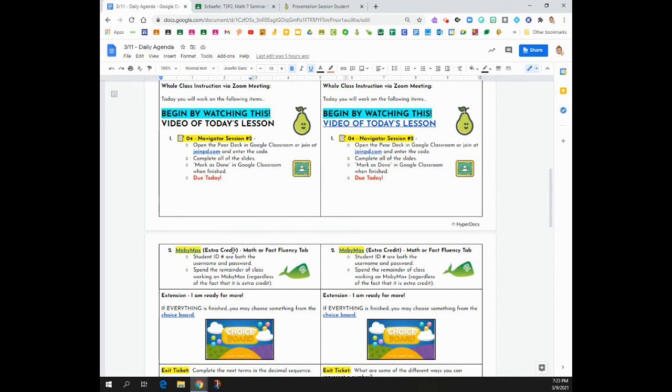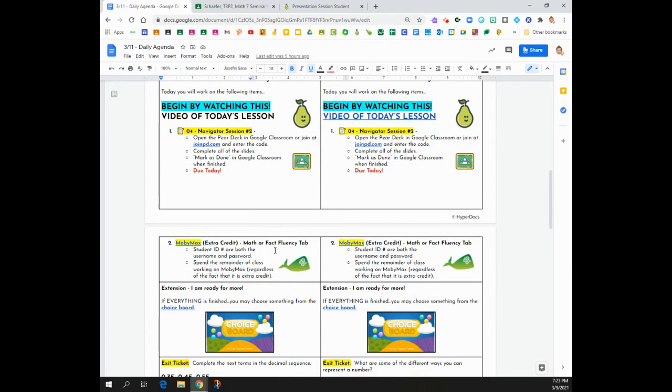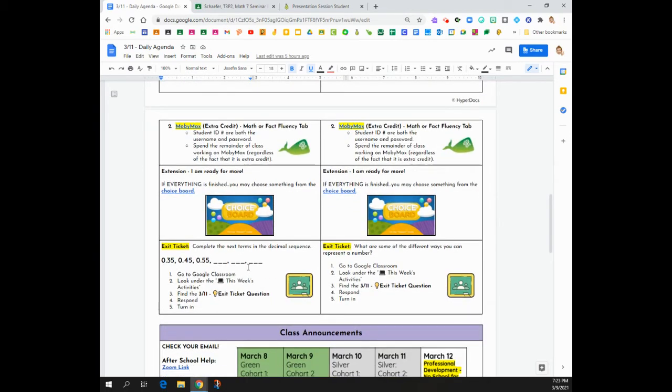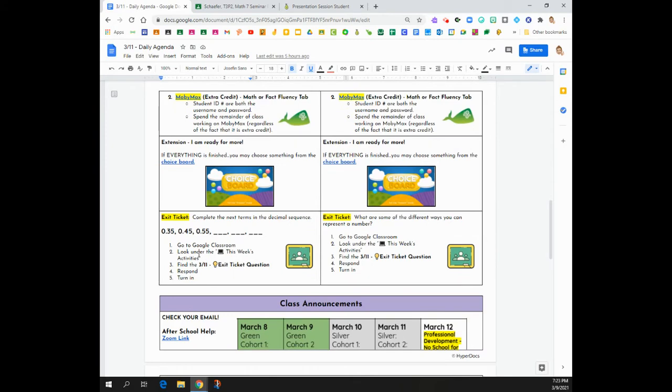When you're finished with your Pear Deck slides for Navigator Session 2, then you're going to move into MobyMax. This is our extra credit. You're going to work in either the Math or the Fact Fluency tab in MobyMax. The choice board is here for extensions if you need it. And don't forget to do your exit ticket today as well. So I want to know, what would the next few terms of this sequence be?